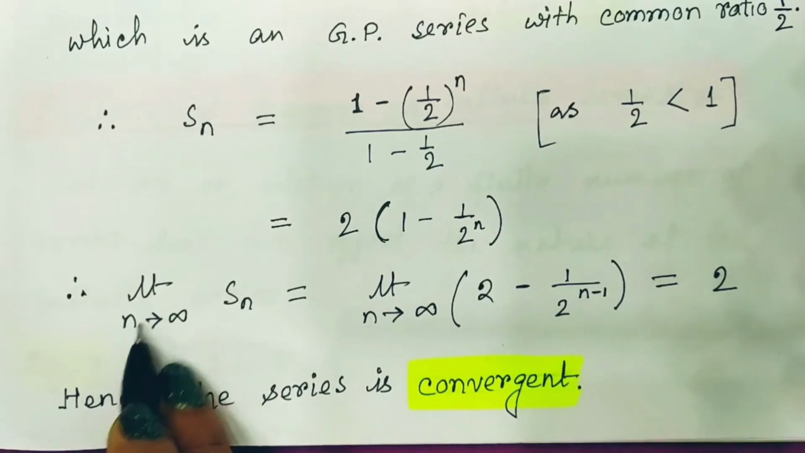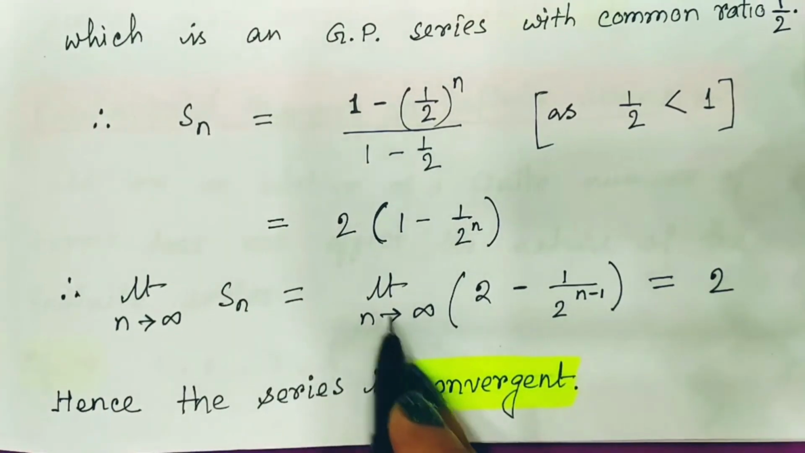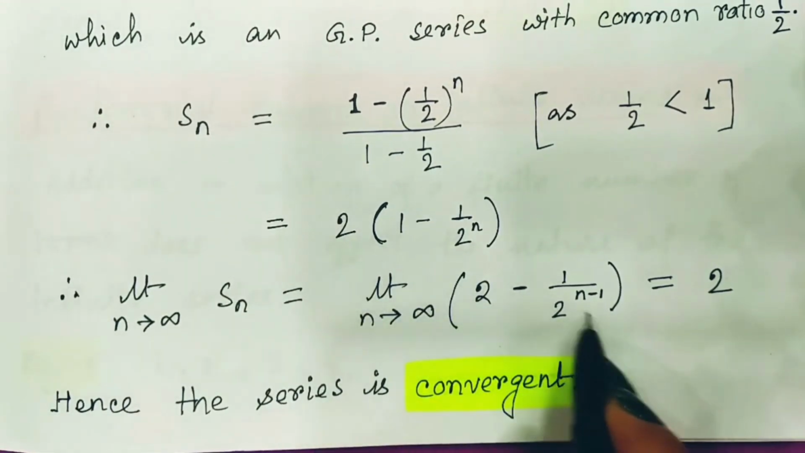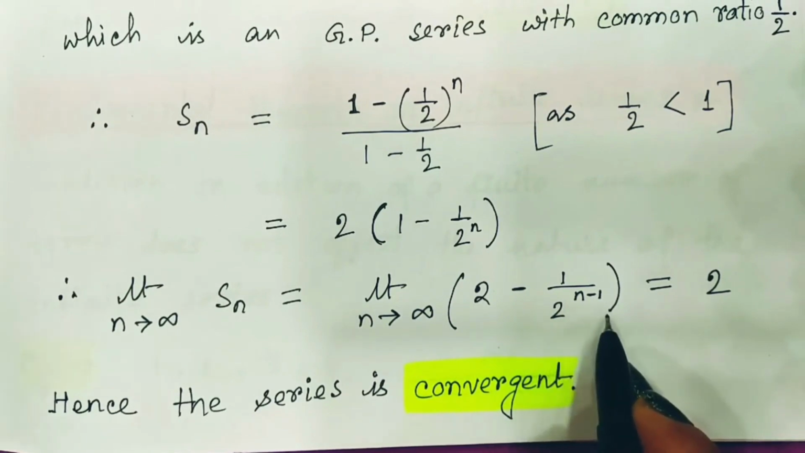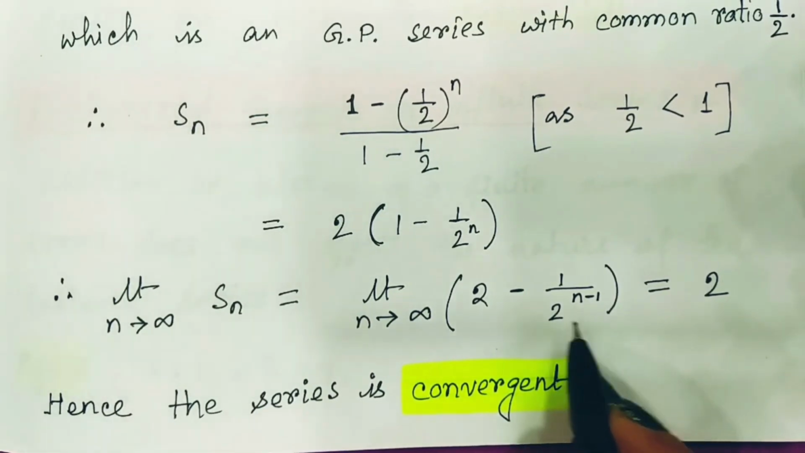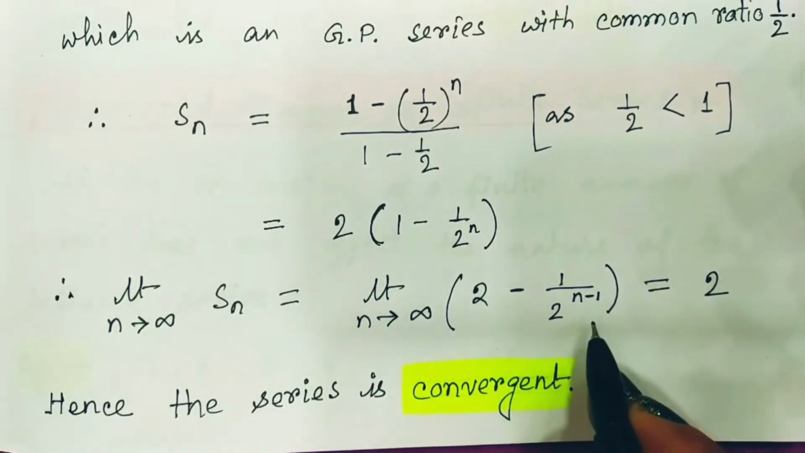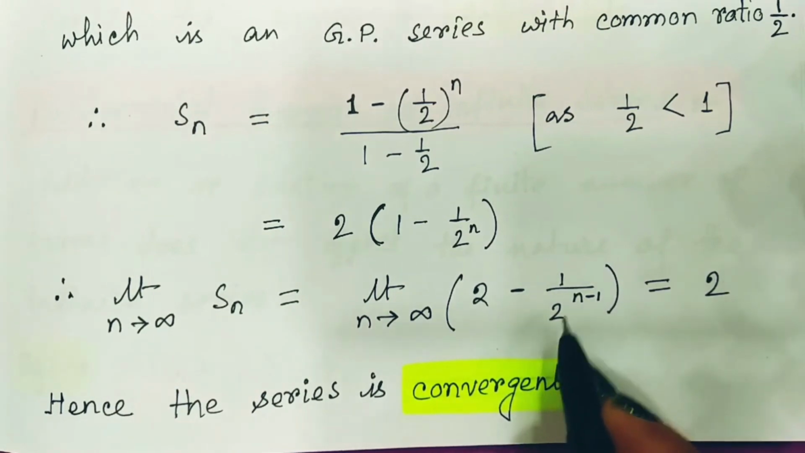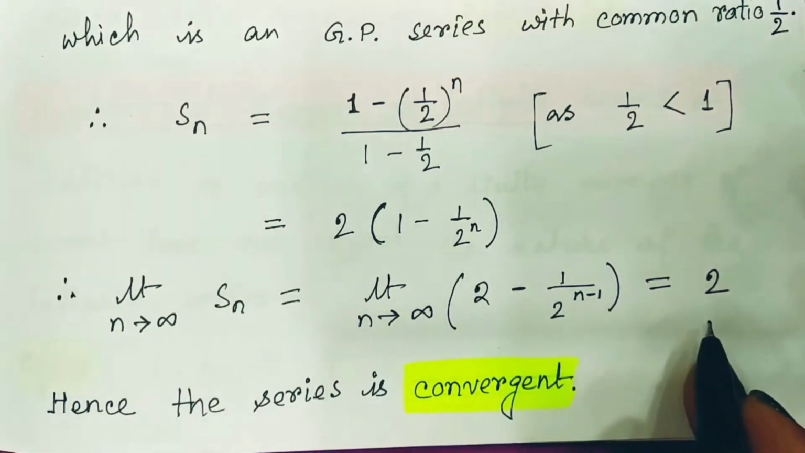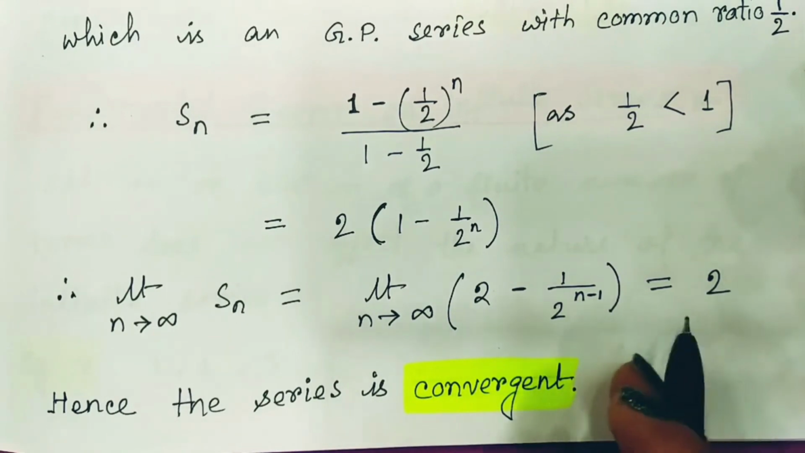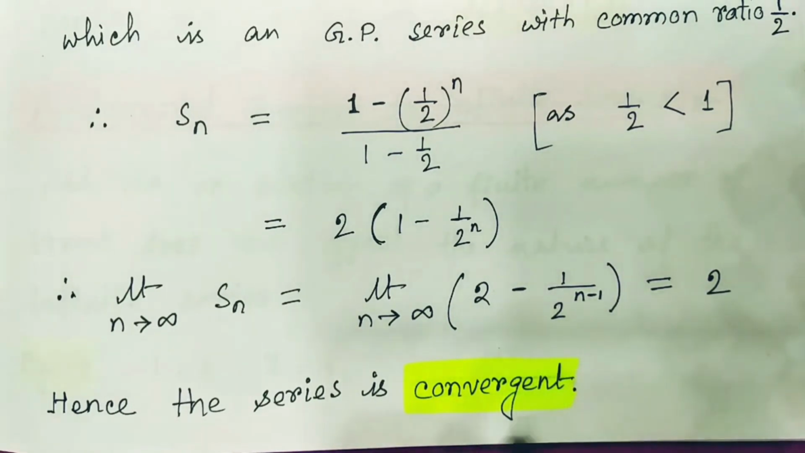We will find the limit as n tends to infinity of Sn. For that, the limiting value of 1 upon 2 to the power n, we will find, is infinity. So something divided by infinity is 0. So ultimately the limiting value is 2, which is a finite value, and we get a unique value for this limit. So we can say the given series is convergent.